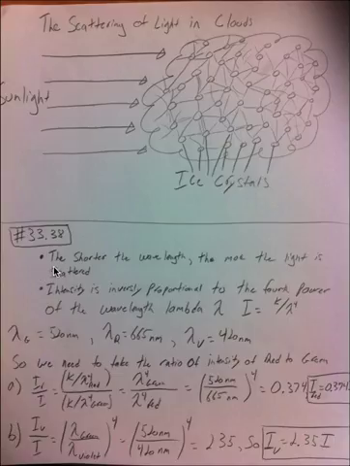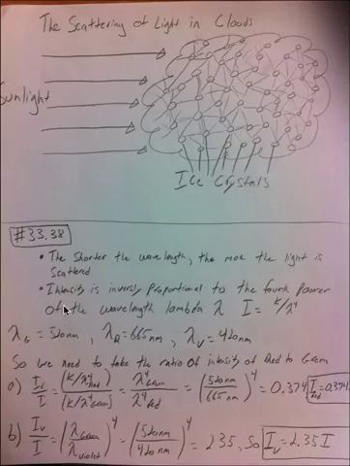So we know that the shorter the wavelength, the more the light is scattered, and the intensity is inversely proportional to the fourth power of the wavelength lambda. So intensity equals some constant over lambda to the fourth power. The wavelength for green is 520 nanometers, the wavelength for red is 665 nanometers, and the wavelength for violet is 420 nanometers.